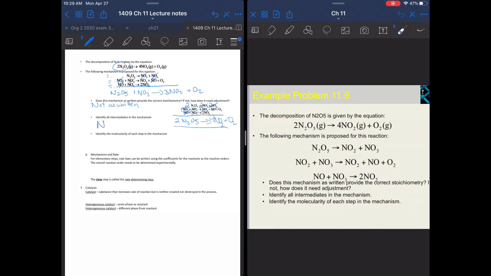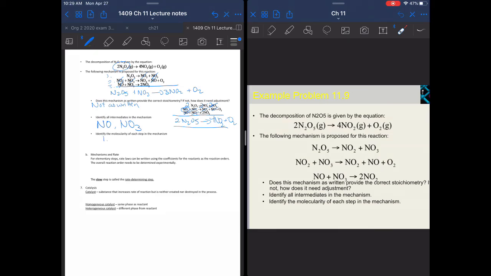And that for this one would be NO and NO3. Right? NO3 is generated in step 1, used up in step 2. NO is generated in step 2 and used up in step 3. And neither one of them are seen in the starting materials or the products.